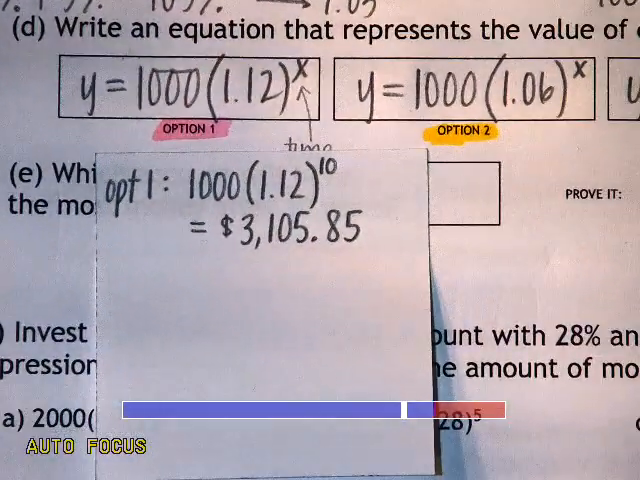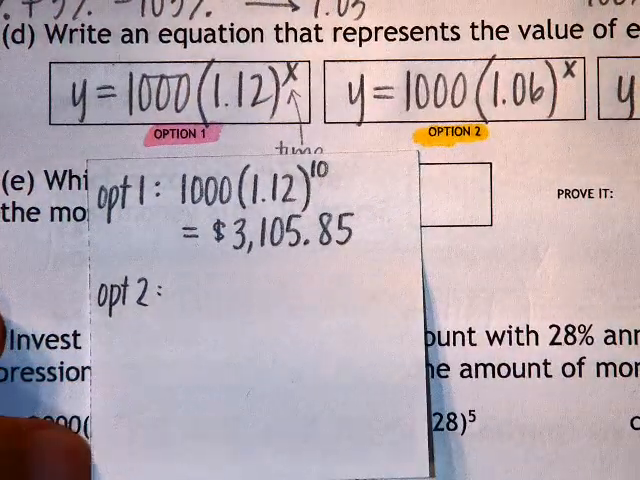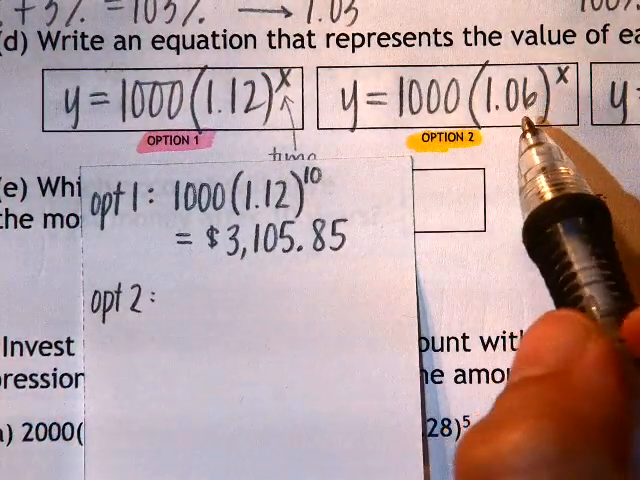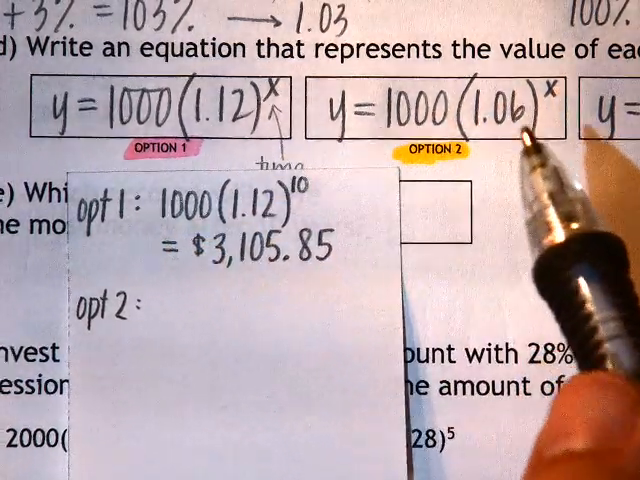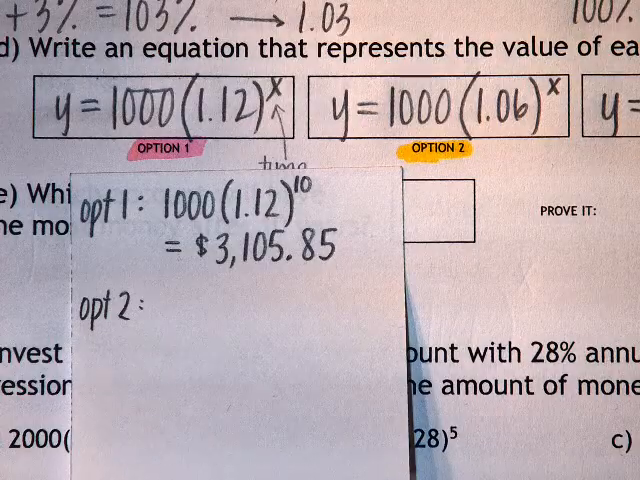Let's look at option 2 though, because here's the thing we need to remember about option 2. Option 2 was going to be twice a year. Remember that? They were giving us 2 smaller 6% payments instead of one big lump 12% payment every year.